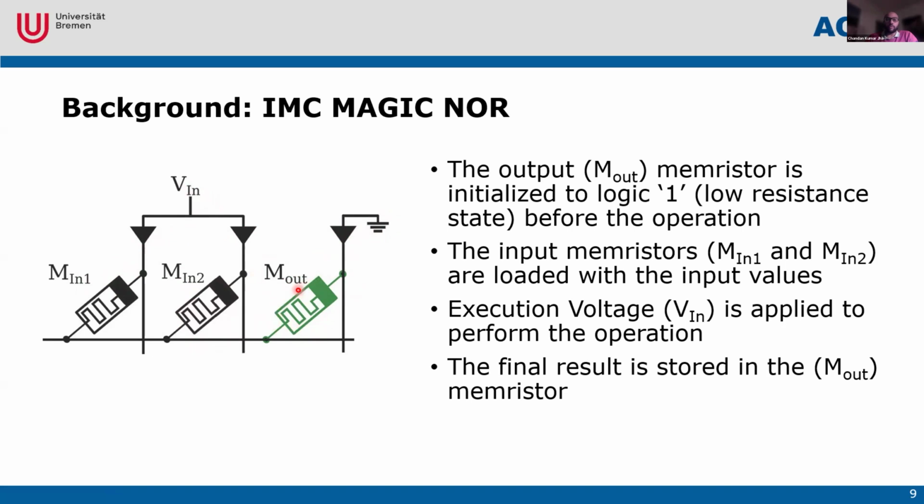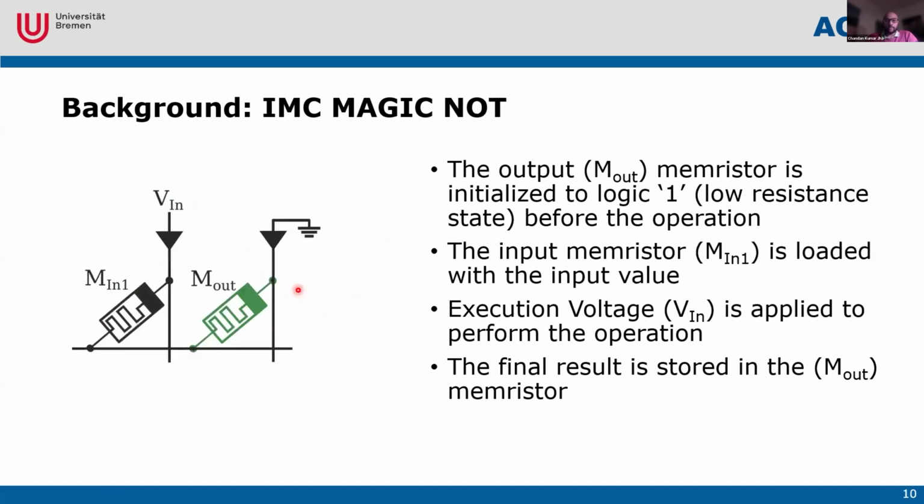While NOR is itself functionally complete, the NOT operation can be done using only two memristors. Here you have your input memristor and your output memristor. If you put a value 0 here, that means the input is in the high resistance state, and like I said here also, you need to initialize the output memristor to a low resistance state. Then not enough current will flow to flip this memristor, so it remains at 1.